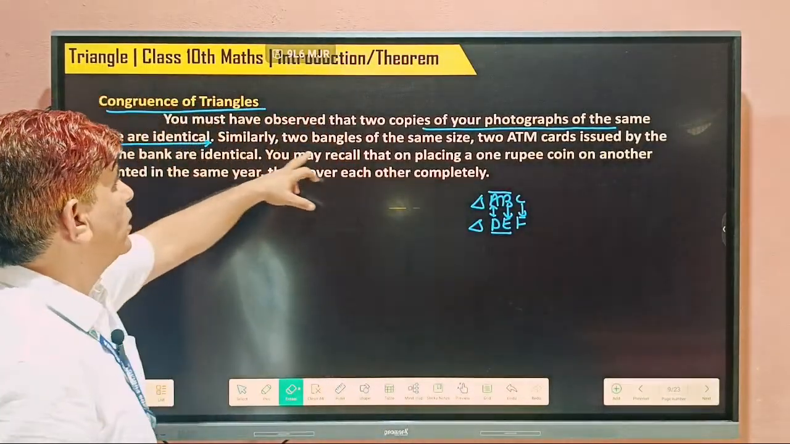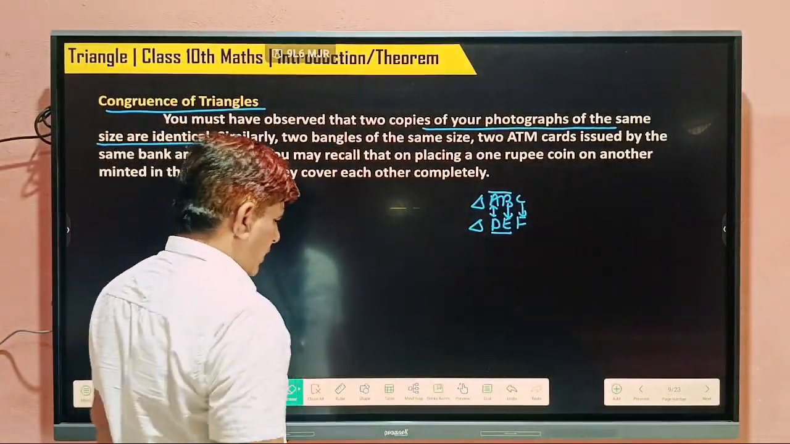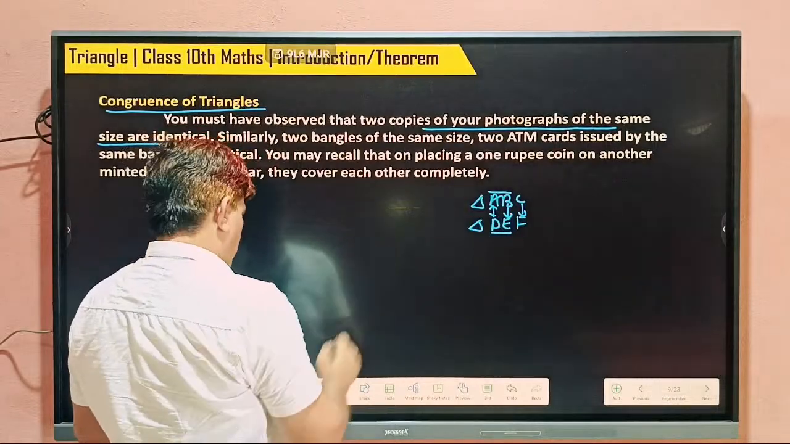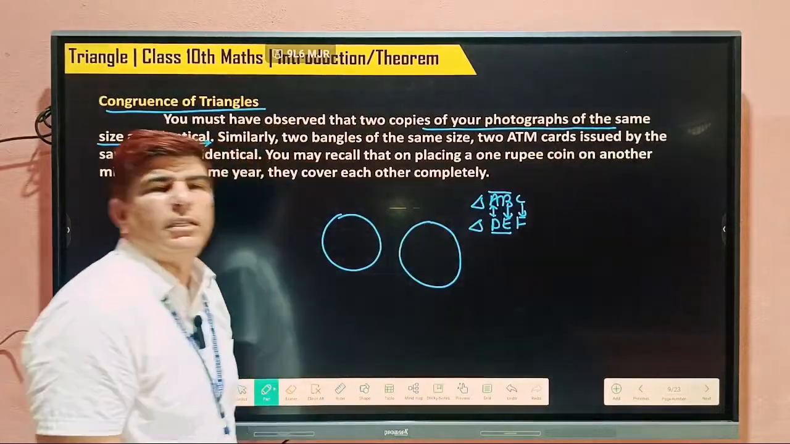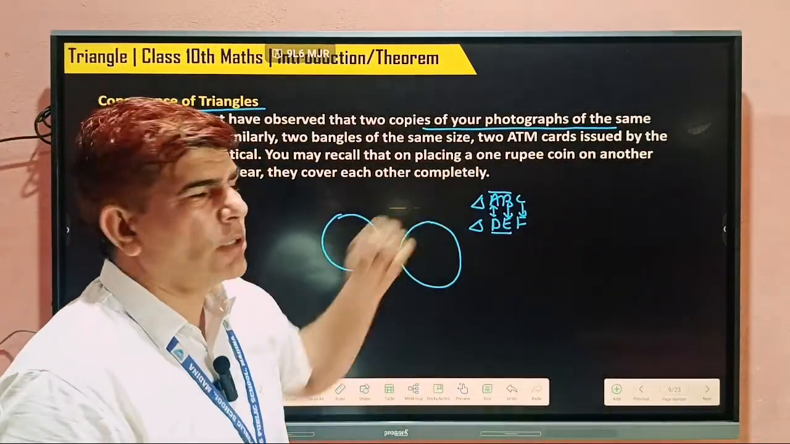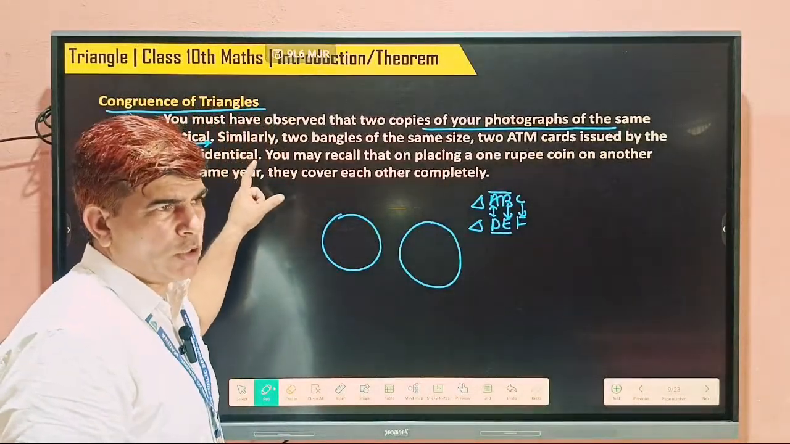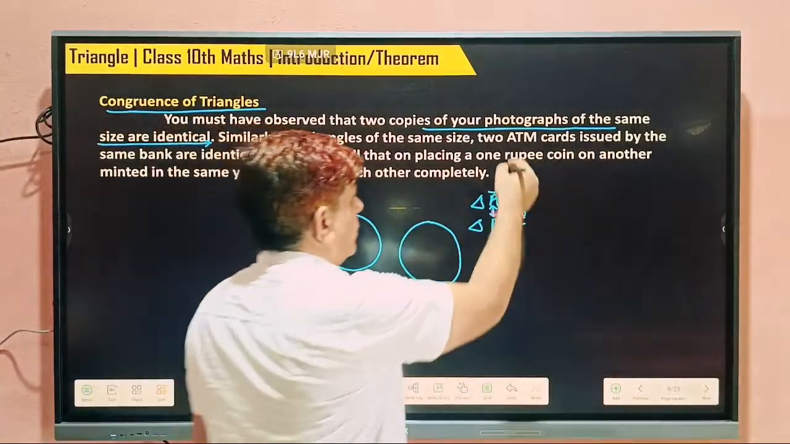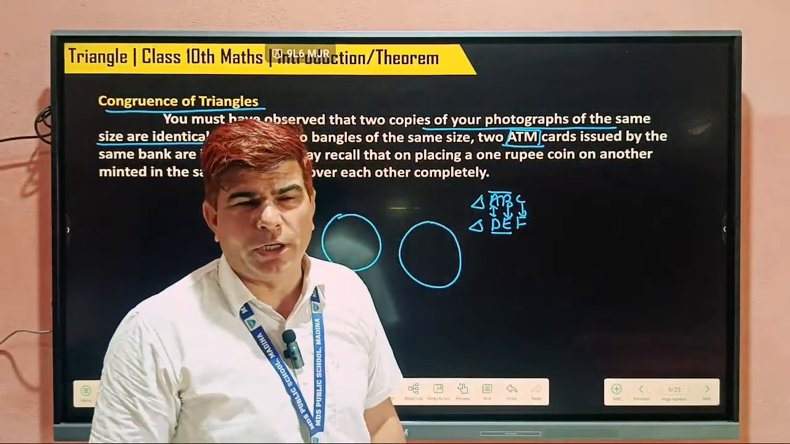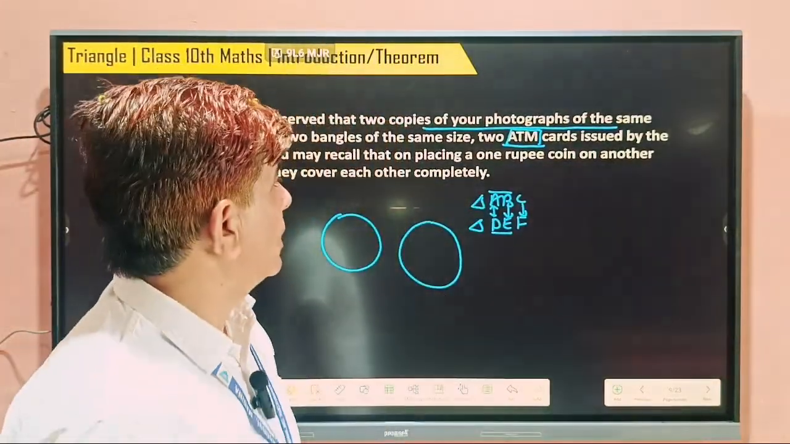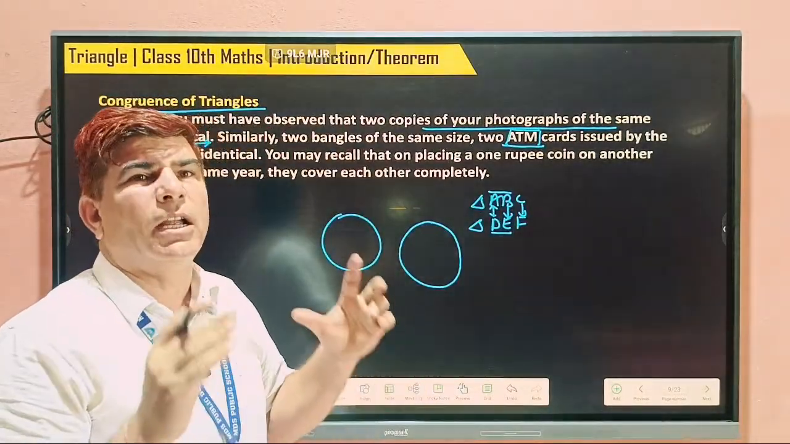So similarly, two bangles of the same size. We have taken two bangles of the same size, so they cover each other. Two ATM cards issued by the same bank are also like this. Understood? If you take ATM cards of different banks, their size may be different. But if you take two ATM cards of the same bank, then they cover each other, they are identical. Covered with each other means identical.